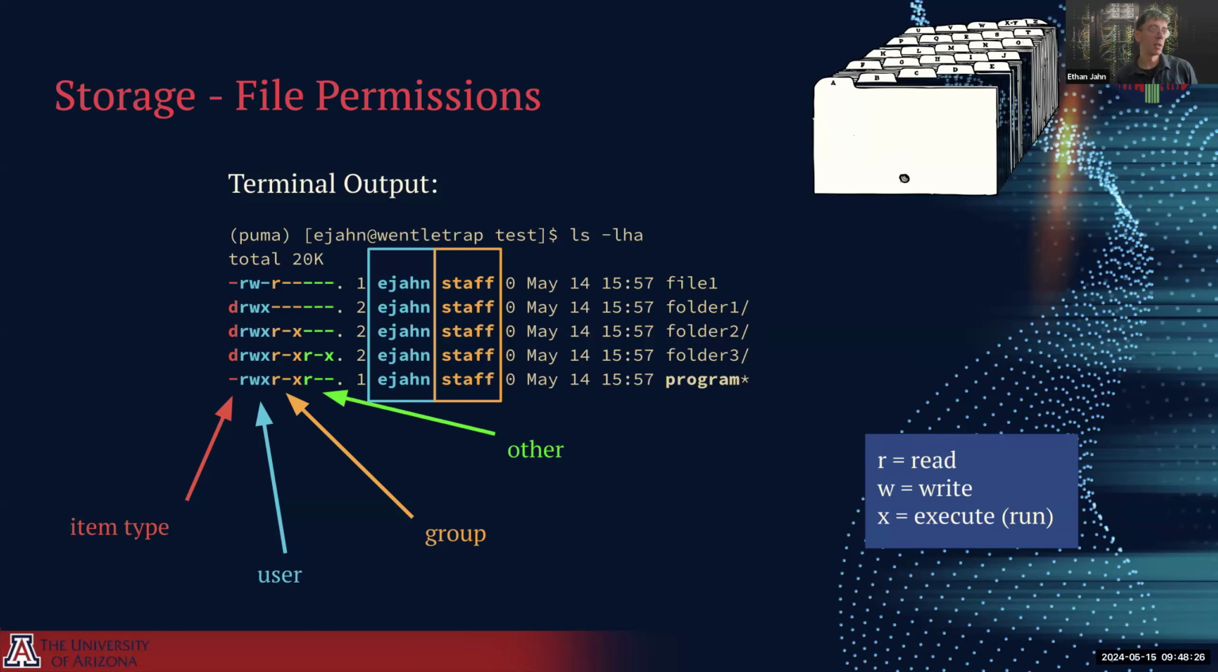And then the last column here, green, refers to others. So that refers to any user of the HPC who is not you and who is not in your group. So typically these permissions are closed. Sometimes there might be a good reason to open them up, but in general, those permissions stay closed. And that's the overview of file permissions.